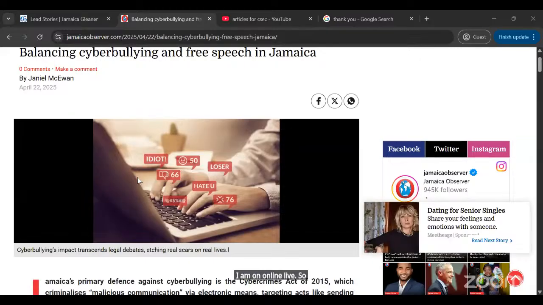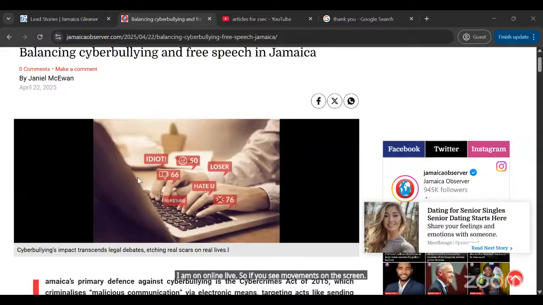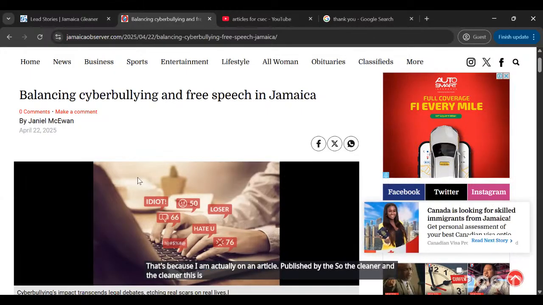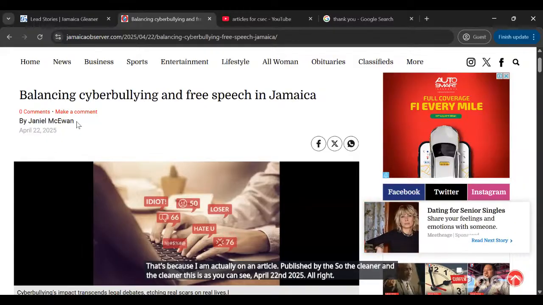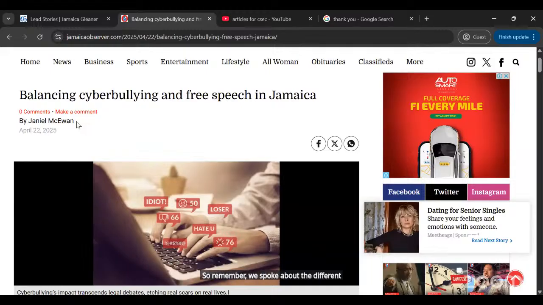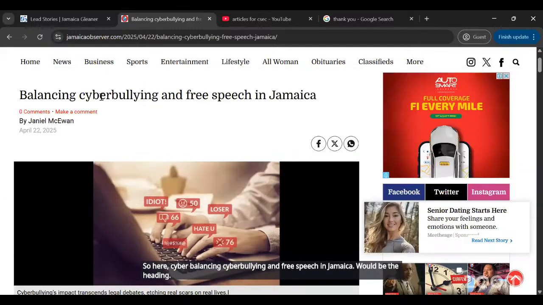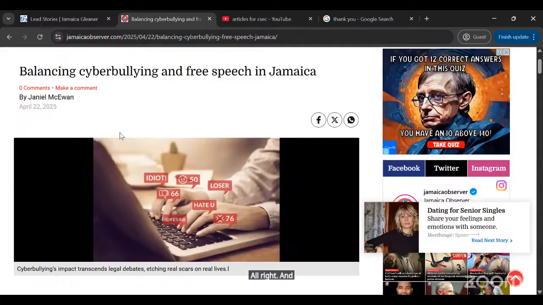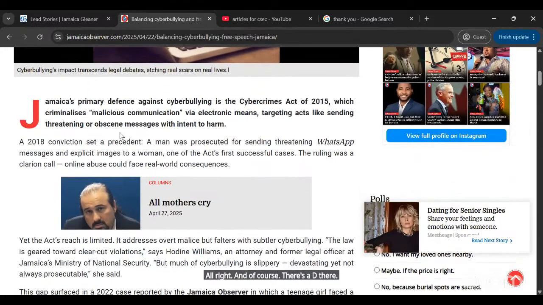So if you see movements on the screen, that's because I am actually on an article published by the Gleaner, and this is, as you can see, April 22nd, 2025. All right. So remember, we spoke about the different parts of the article. So here, balancing cyberbullying and free speech in Jamaica would be the heading, the title. Then this by Janelle U1 would be the byline. All right. And of course, there's a date there. And so we go now to the first part.